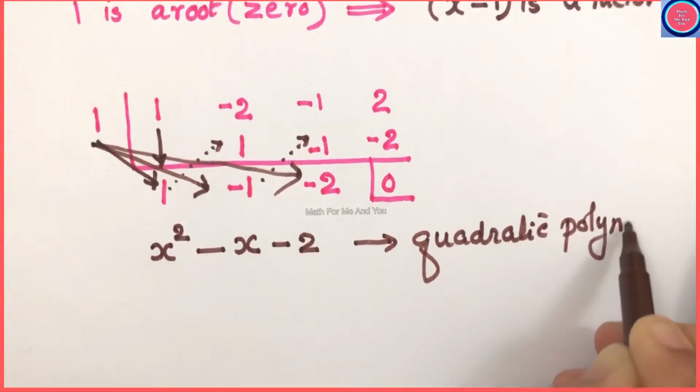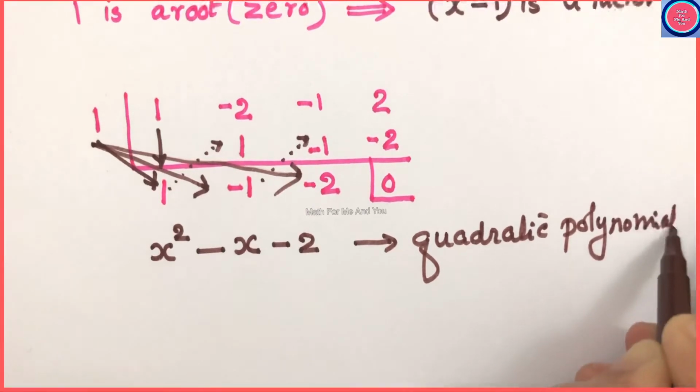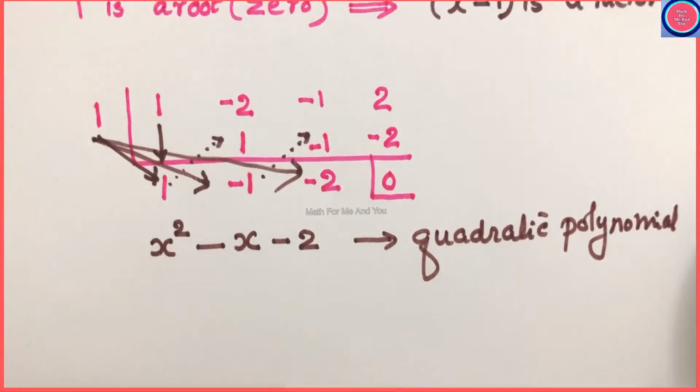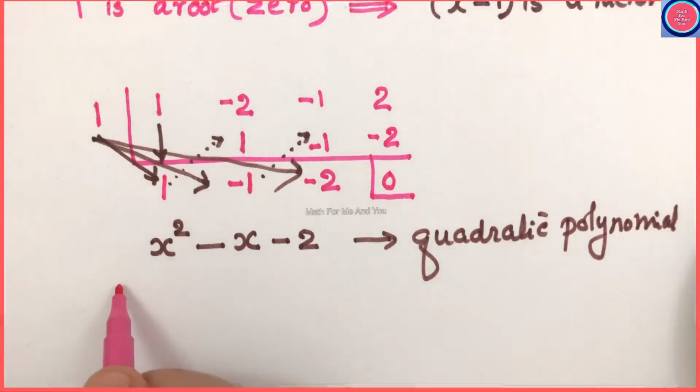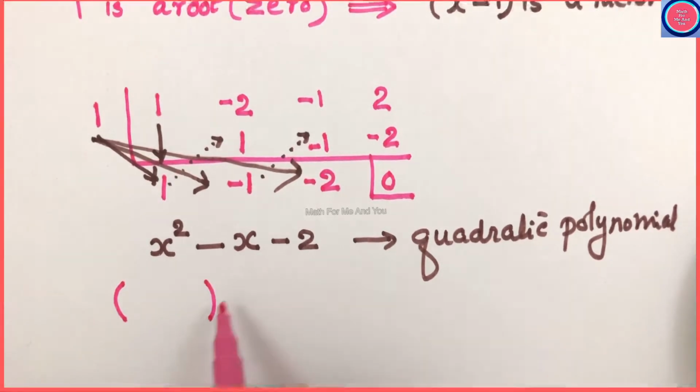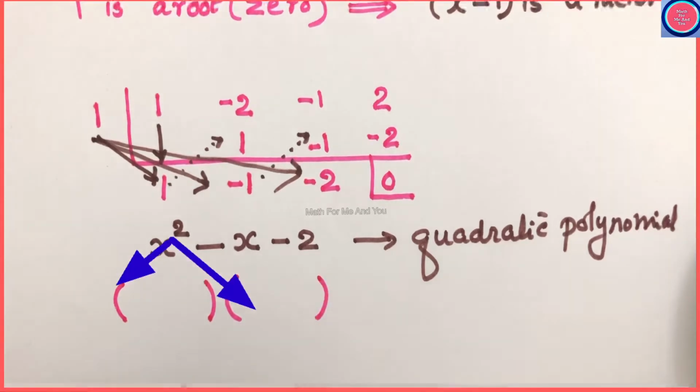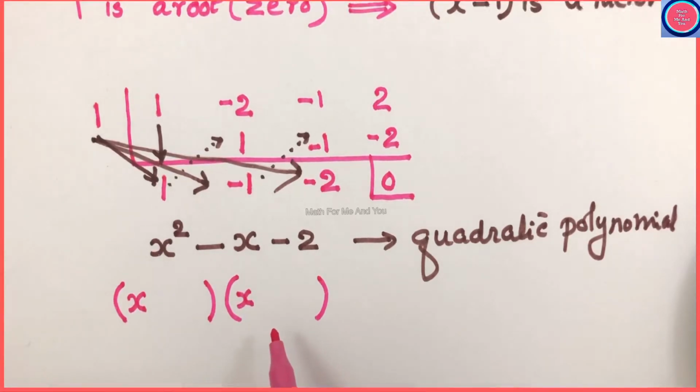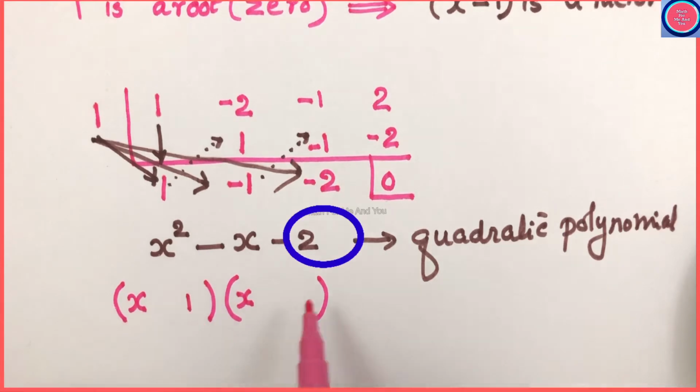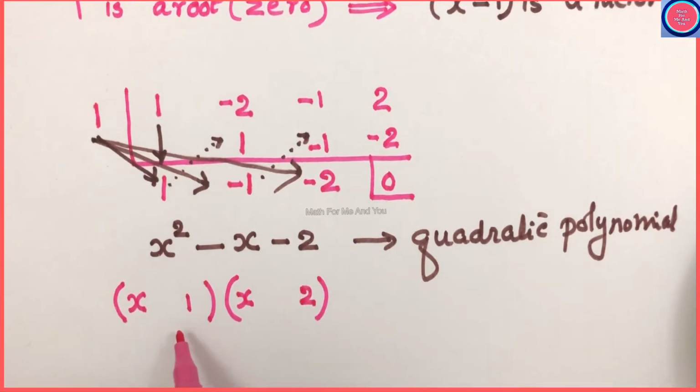And we have already studied how to factorize quadratic polynomials. We can do it with the factorization method. For that, we can split into factors. X square, the first term, the factors are x and x. We could write in these two brackets. Then along with x we have to write a number. Which number will we write? The factors of 2. The factors of 2 are 1 and 2. And then make sure that the numbers we are writing have the correct sign.